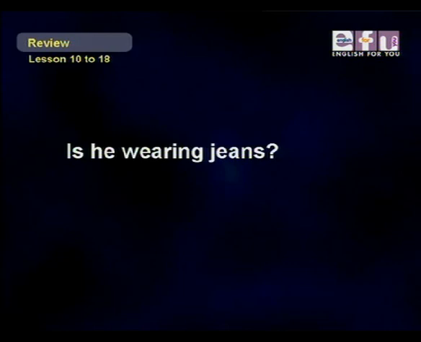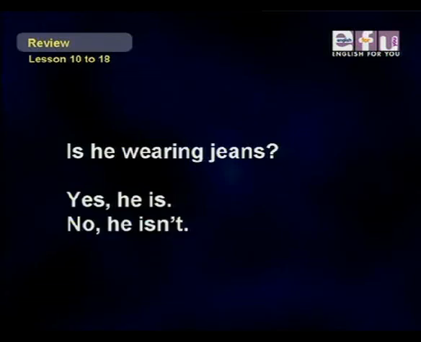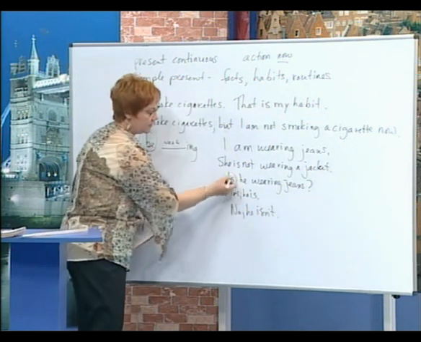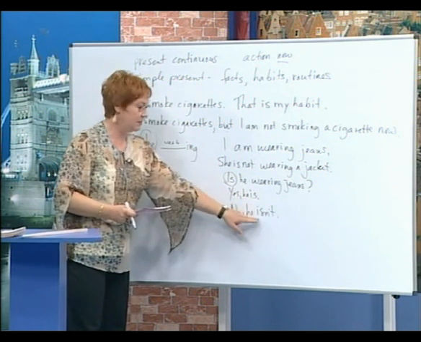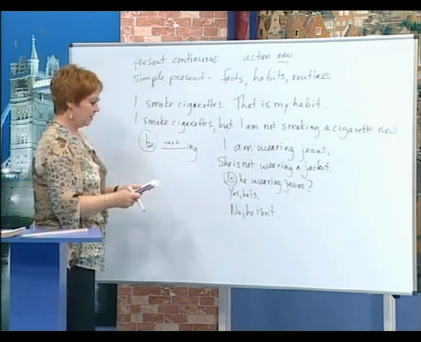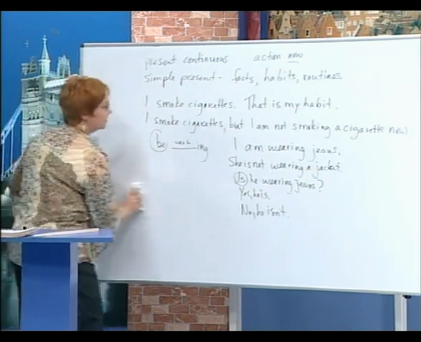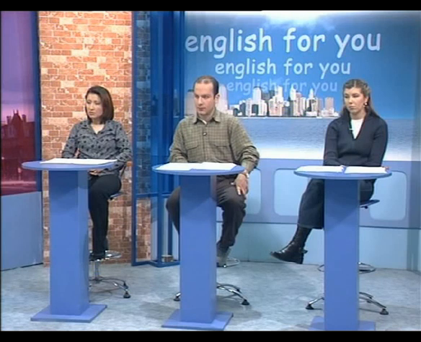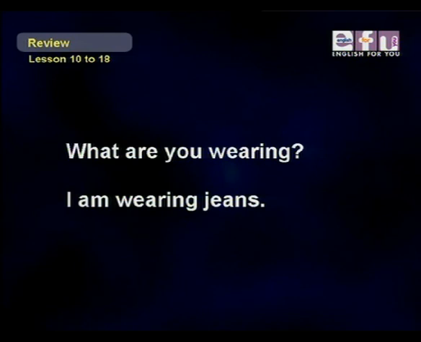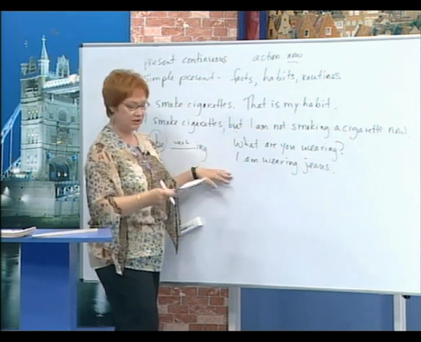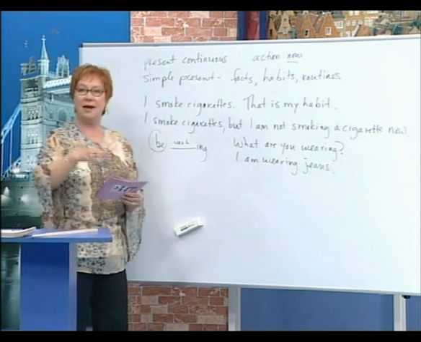Here's the question. Is he wearing jeans? Yes, he is. Or no, he isn't. Now remember, if the question begins with a be verb, it's a yes-no question, and you answer with the right be verb. Okay? Now, we can also ask information questions. Here are some information questions. What are you wearing? I am wearing jeans.